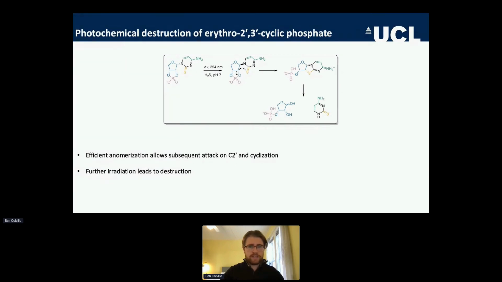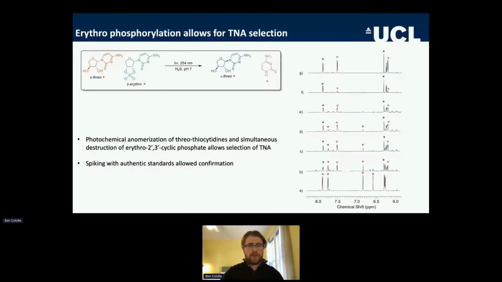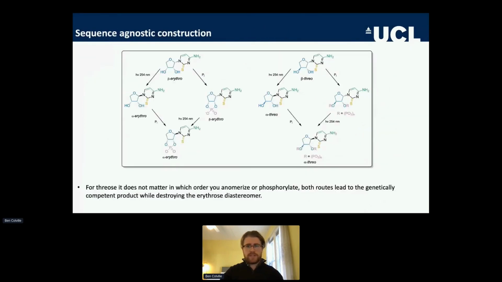And so this was really exciting because this gave us a handle to be able to purify this reaction. So when you take threo and the 2,3-cyclic phosphate here, for example, you can selectively get just the threo after a number of days and just the nucleobase left. So you can totally destroy all of the erythro diastereomer. And this also works when you have phosphorylated threo. So this led us to a situation where we could have this sequence agnostic construction. You can have threo and erythro together, and you can phosphorylate them or irradiate them in any order, because all routes lead to phosphorylated pure threose nucleotides.